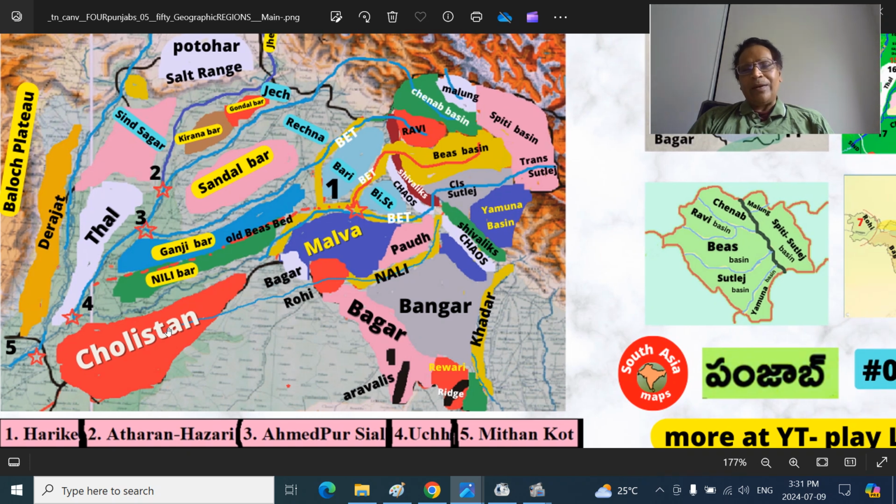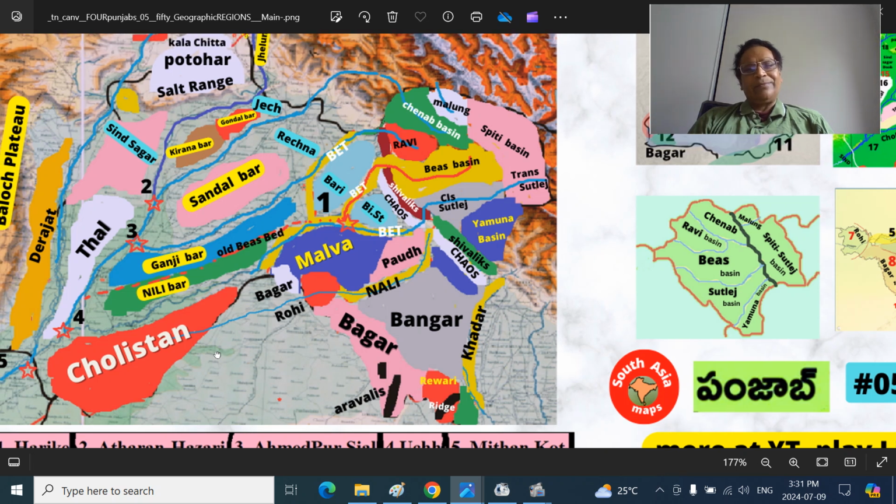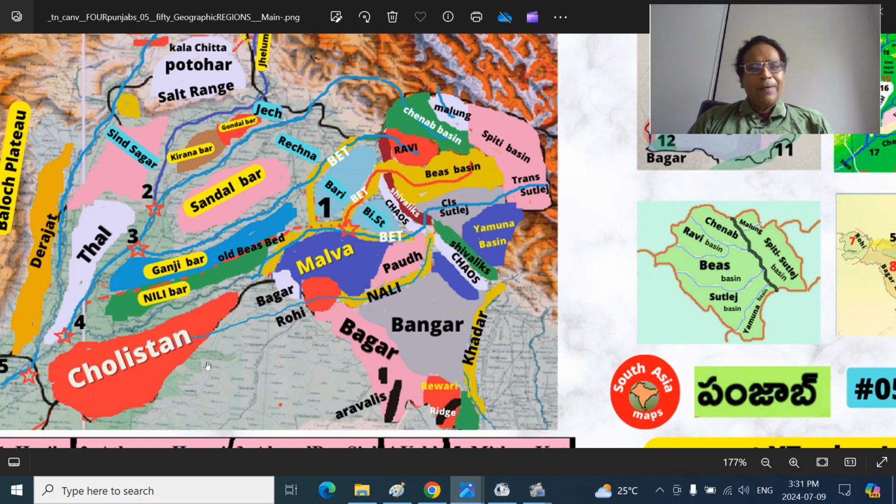Rahimyar Khan, Bahawalpur, Bahawalnagar, Minchinabad and all those areas. Across the Radcliffe line in Rajputana is the Bikaner and Jaisalmer district, that is the third desert. And south of this is the Bagar region in the Sri Ganganagar district, sometimes called the Ganga Plain or Gangapur Plain. Then further south is called the Rohi region.